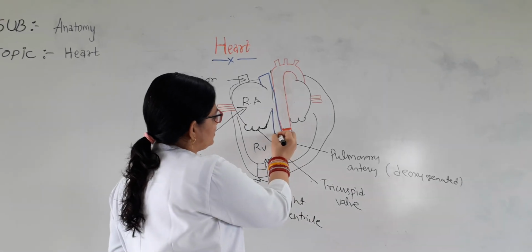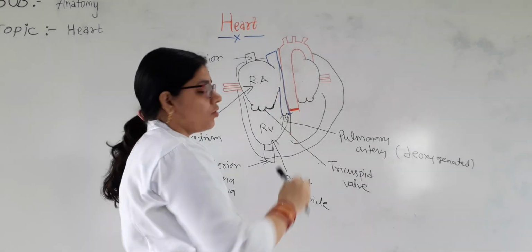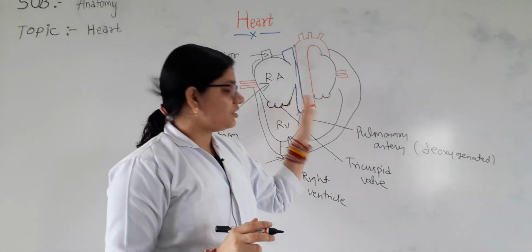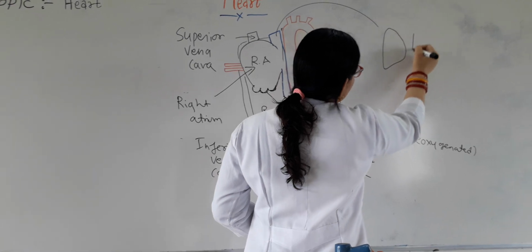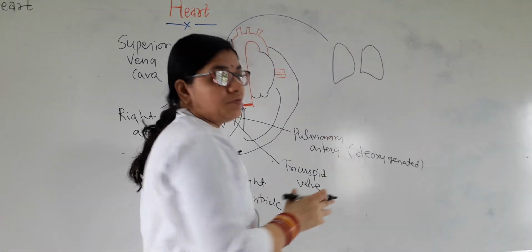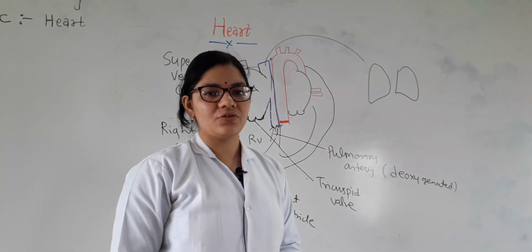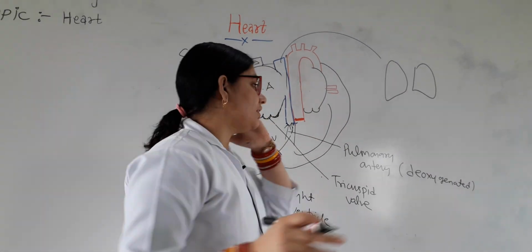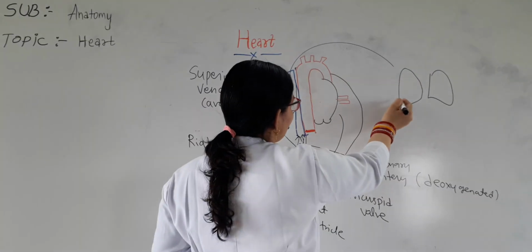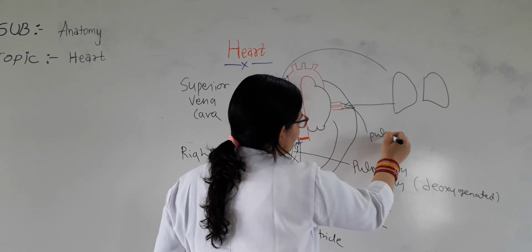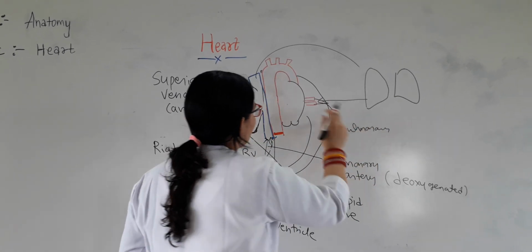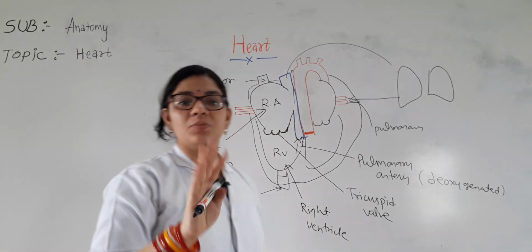You can see this is the pulmonary artery. Now this pulmonary artery will carry the deoxygenated blood to the lungs, and there the exchange of carbon dioxide and oxygen will take place. After that, the oxygenated blood will come through the pulmonary veins. You can see these are the pulmonary veins on both sides. So basically there are 4 pulmonary veins.